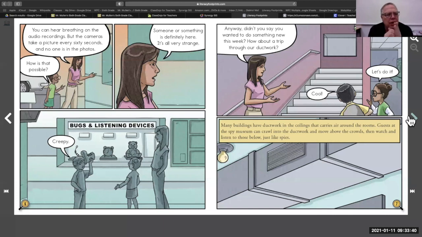You can hear breathing on the audio recordings, but the camera takes a picture every 60 seconds and no one is in the photos. Well, how is that possible? Someone or something is definitely here. It's all very strange. Creepy. Anyway, didn't you say you wanted to do something new this week? How about a trip through our ductwork? Cool, let's do it. What's ductwork?